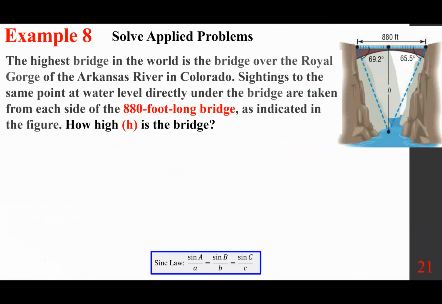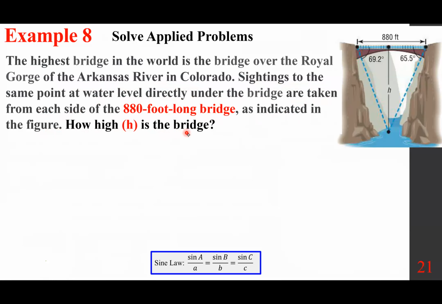Could somebody read this one, please? Go ahead. The highest bridge in the world is the bridge over the Royal Gorge of the Arkansas River in Colorado. Sightings to the same point at water level directly under the bridge are taken from each side of the 880-foot long bridge, as indicated in the figure. How high H is the bridge? Excellent.